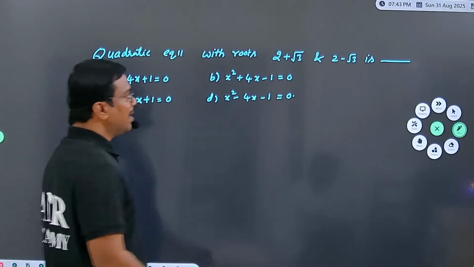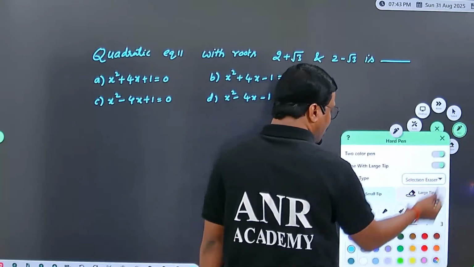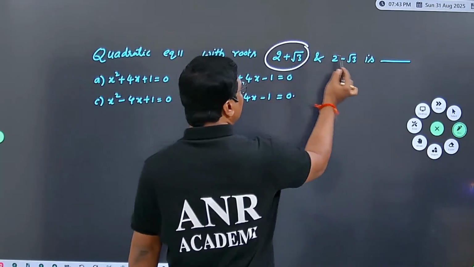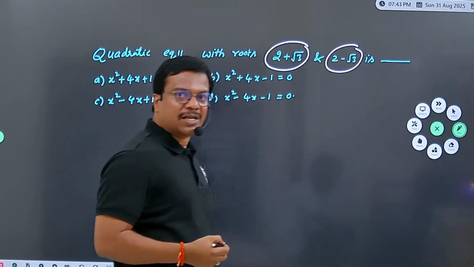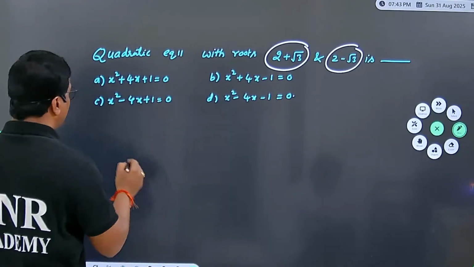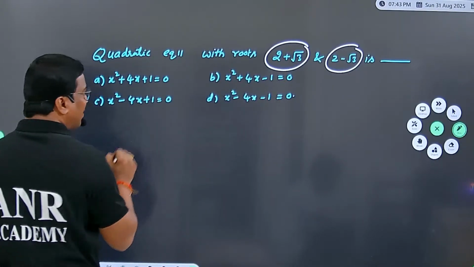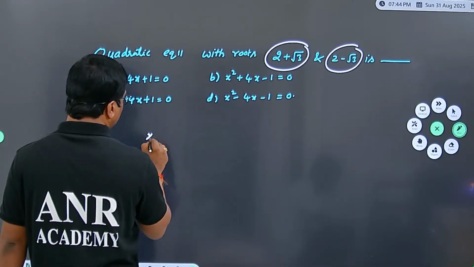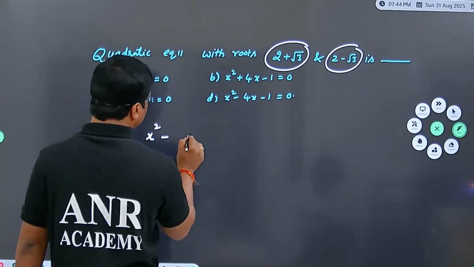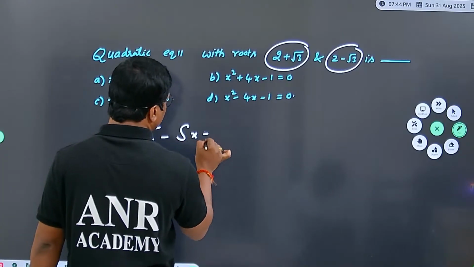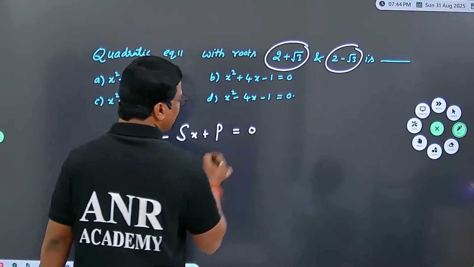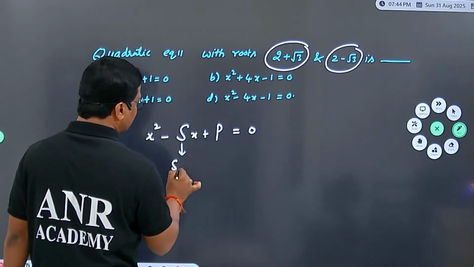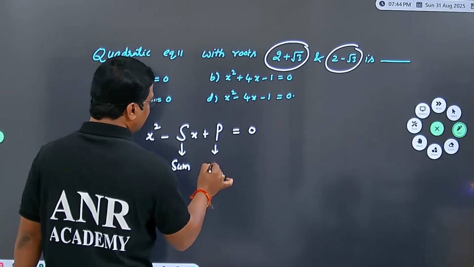See here, again two roots are given. One is 2 plus root 3 and the other 2 minus root 3. We know that if alpha, beta are the roots of the equation, then the equation is written as x square minus sum of roots into x plus product of roots equal to 0. Here you have to write sum of roots and here product of roots.